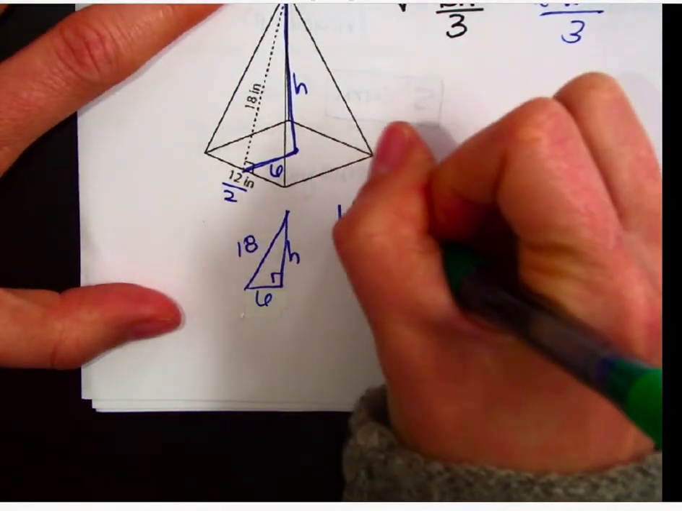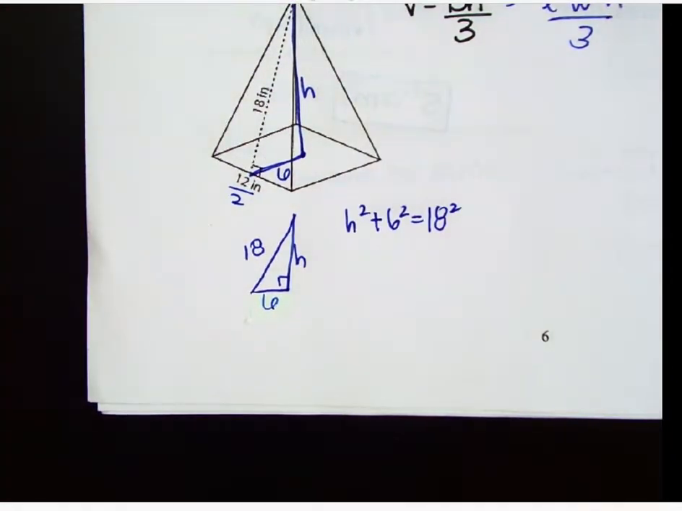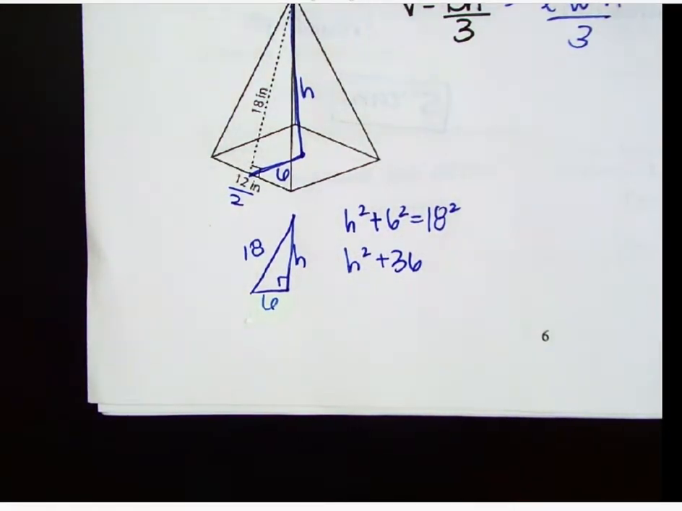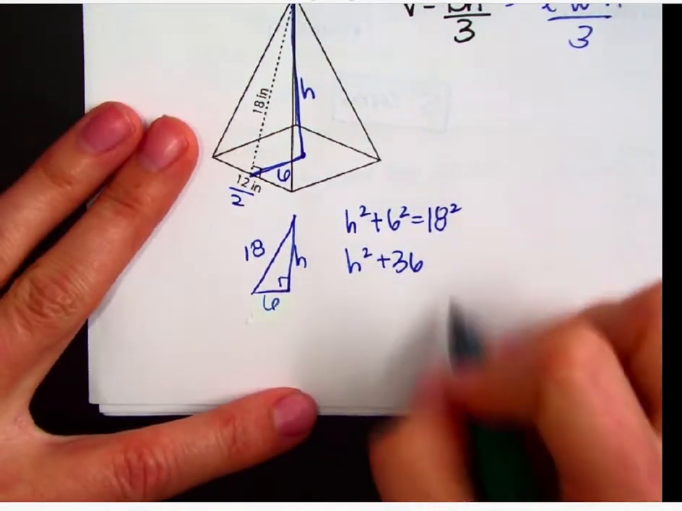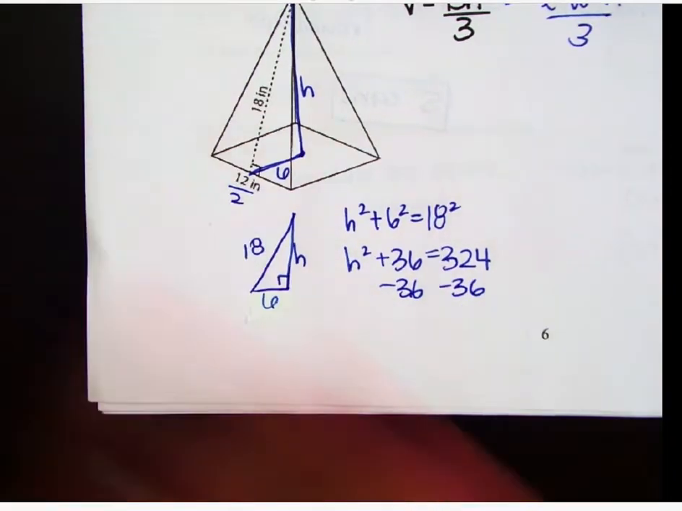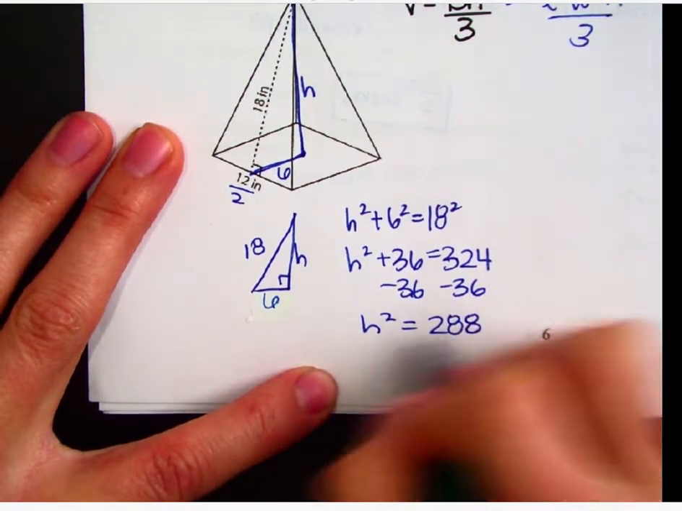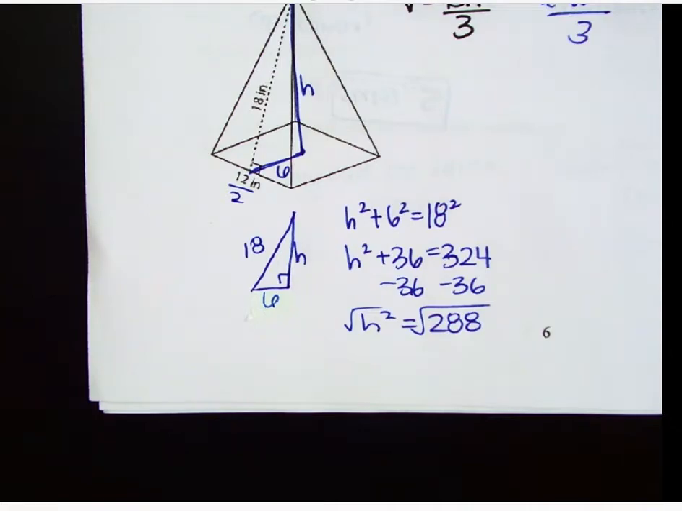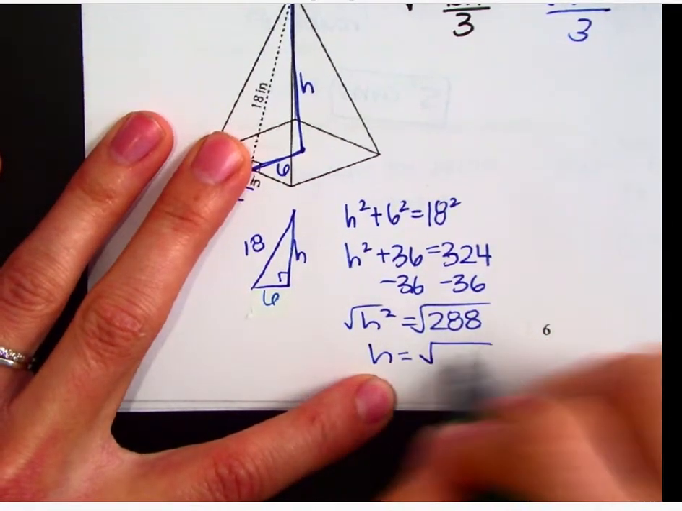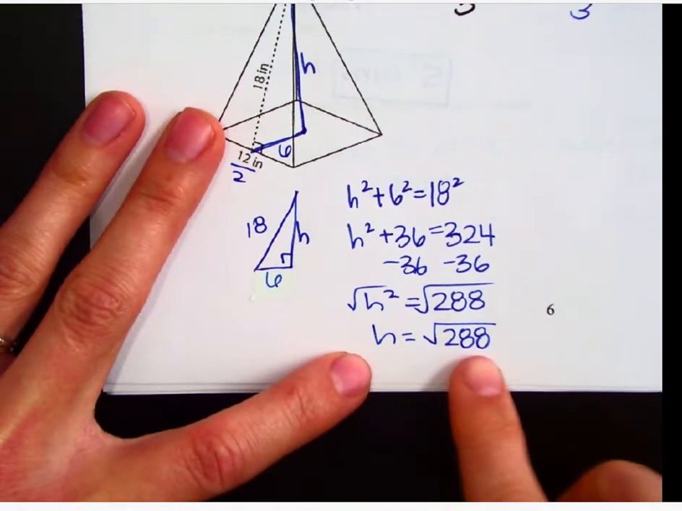So then h squared plus 6 squared is equal to 18 squared. And we know 6 squared is 36. 18 squared is 324. So to solve for h, we have to subtract 36. And then our last step to get h is square rooting. So when we do the square root of 288, we're going to get an answer where you can round. But honestly, midway through the problem, you shouldn't round. We can leave our height as this.